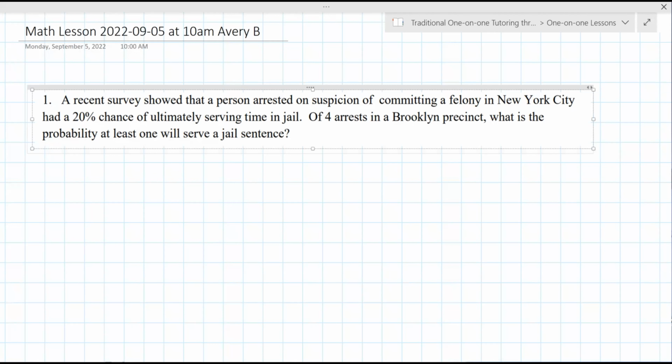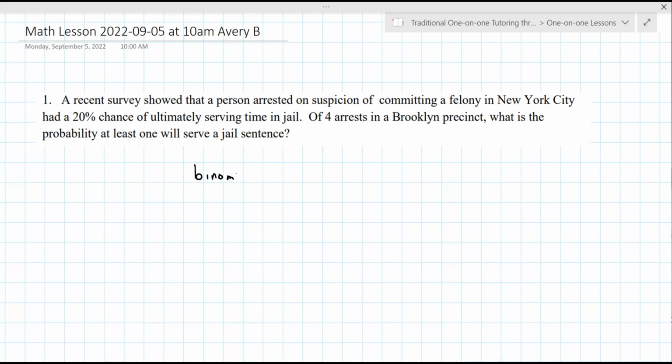Arrested on suspicion of committing a felony in Brooklyn, New York City had a 20% chance of ultimately serving time in jail. Of 4 arrests in a Brooklyn precinct, what is the probability that at least one will serve a jail sentence? So this is what's considered a binomial distribution problem.